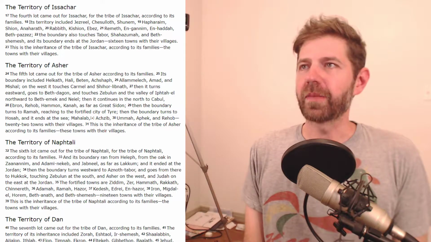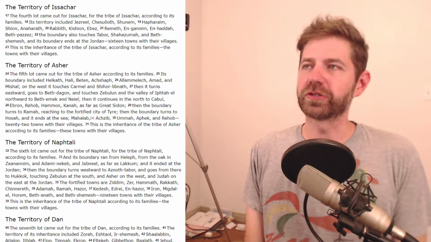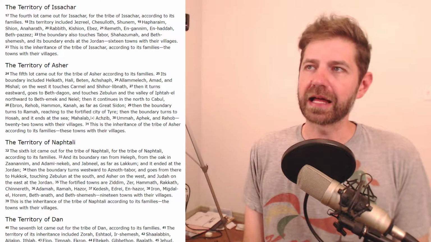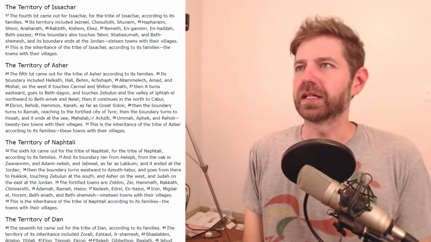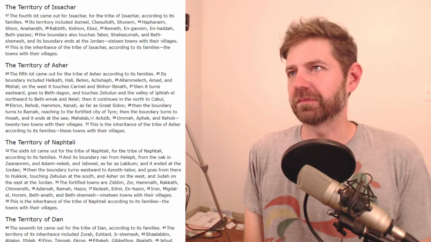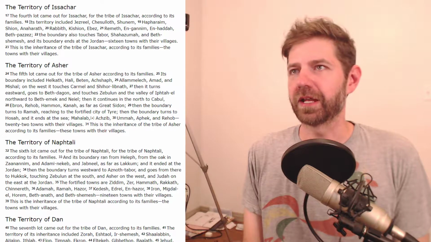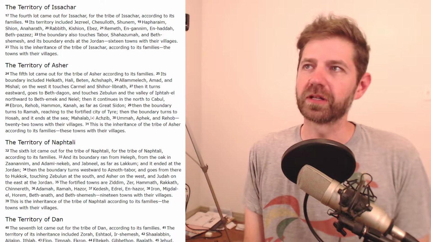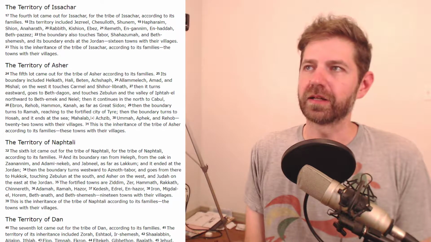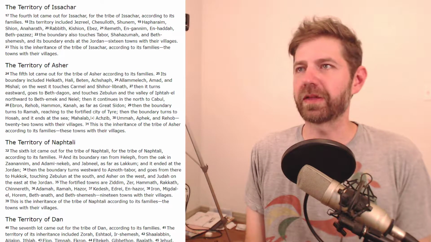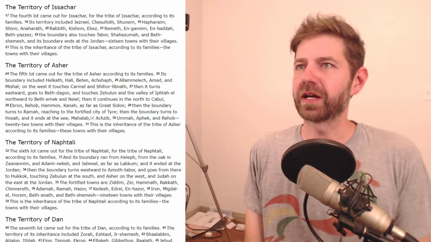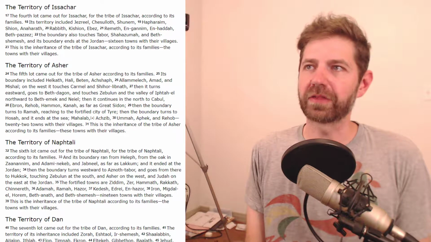The fifth lot came out for the tribe of Asher according to its families. Its boundary included Helkath, Hali, Beten, Achshaph, Allammelech, Amad, and Mishal. On the west it touches Carmel and Shihor-libnath. Then it turns eastward, goes towards Beth-dagon, and touches Zebulun and the valley of Iphtah-el, northward to Beth-emek and Neiel.